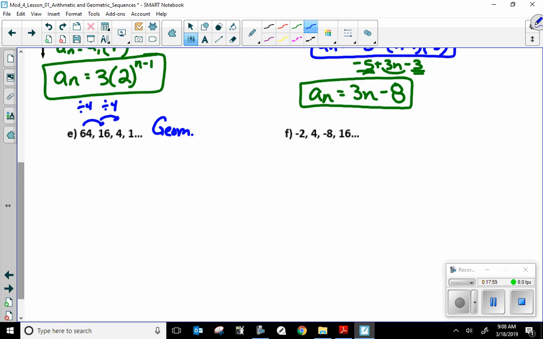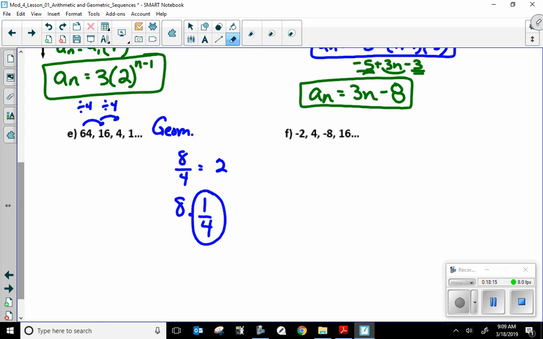So, if I take 8 and I divide it by 4, I'm just giving you an example here, that equals 2. That's the same thing as 8 times 1/4. So whatever you divide by, you put underneath 1. So I'm not really dividing by 4. I mean, I am. But in terms of multiplication, I'm multiplying by a 4th. Okay? So again, I want my common ratio to be multiplication, not division.